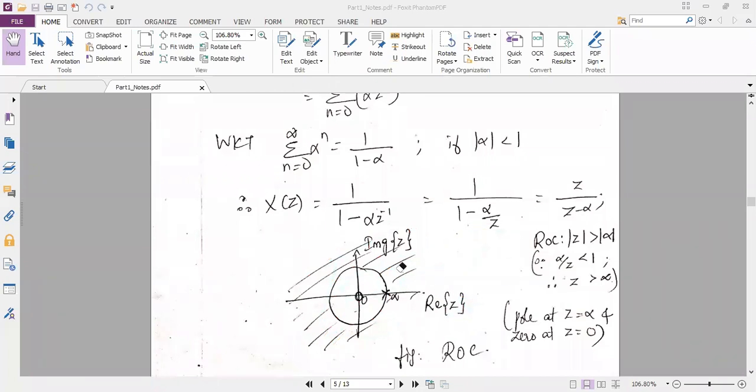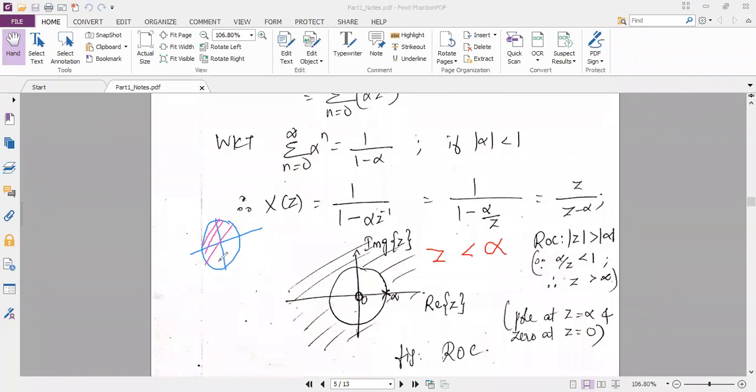Yes, ma'am. See now, I have a question for you. Suppose z is less than alpha, then what will be the changes in the diagram? Any guesses? It is not the left side. I am just drawing the new diagram for the condition which I have given. So the region of convergence will be inside the circle.